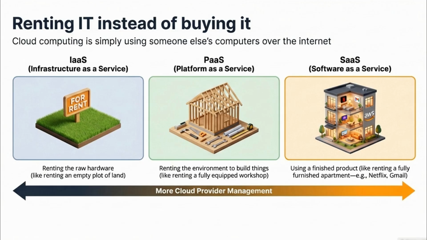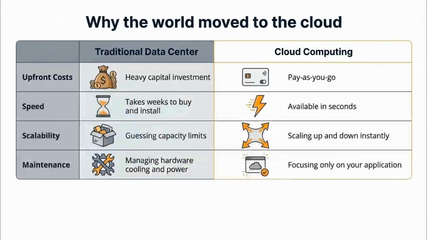The next one is SaaS, that is software as a service. It is used for using a finished product. It is just like renting a fully furnished apartment, for example Netflix and Gmail. SaaS is just using a finished product, exactly like Gmail. You can use SaaS without caring about the servers running them. So these were the cloud provider management. Let's move to the next slide.